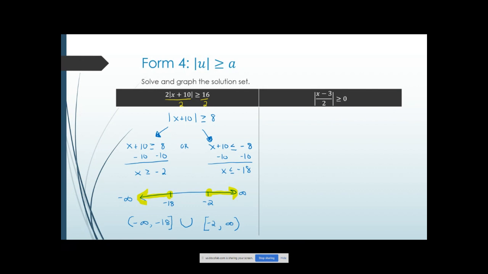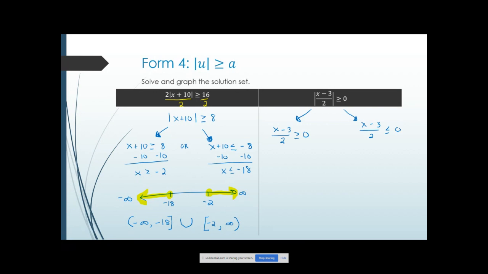Okay, so now last one here. I have absolute value of x minus 3 over 2 is greater than or equal to 0. So again, two separate inequalities here. So we have x minus 3 over 2 greater than or equal to 0, and then x minus 3 over 2 less than or equal to 0.